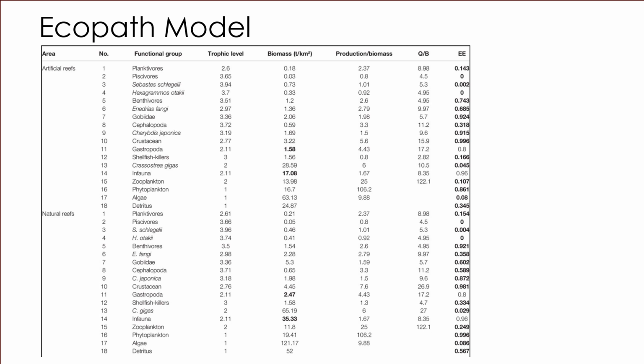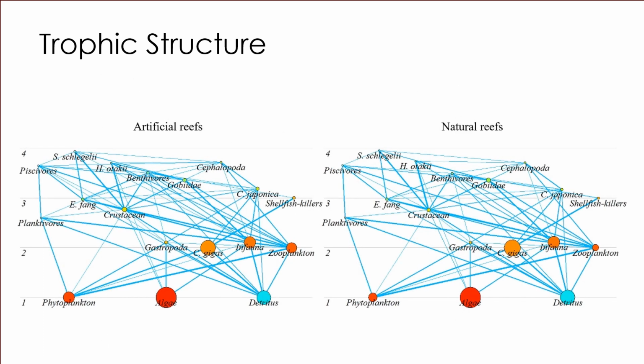As we can see from the model, the biomass of the Pacific oyster is much greater in the natural reef than the artificial reef, at 65.19 tons per square kilometer versus 28.59. These oysters consume mostly phytoplankton, which may help to decrease the ratio. Also note that the consumption to biomass ratio is denoted as Q over B instead of C over B in this model. Another finding of the study was that both the artificial and natural reefs have similar stable trophic structures.